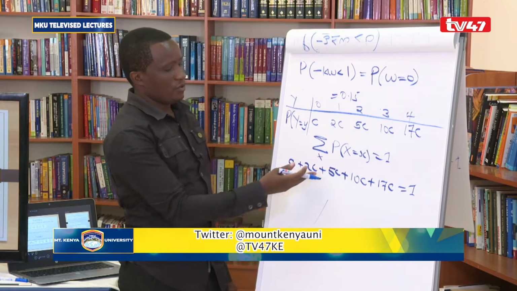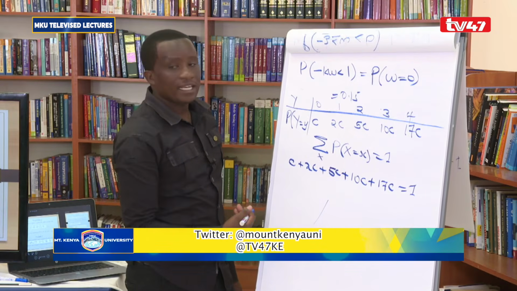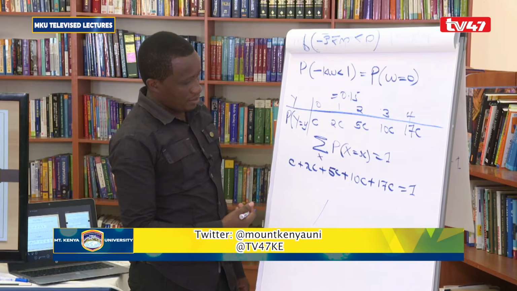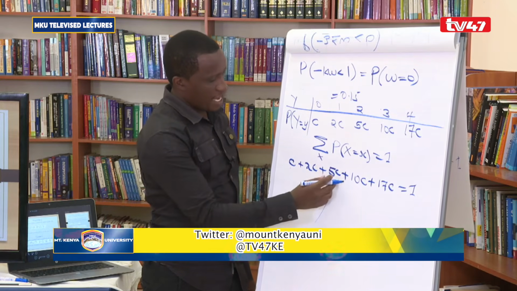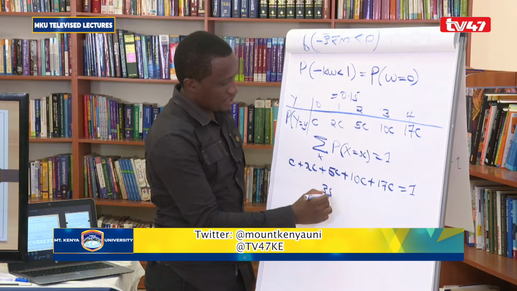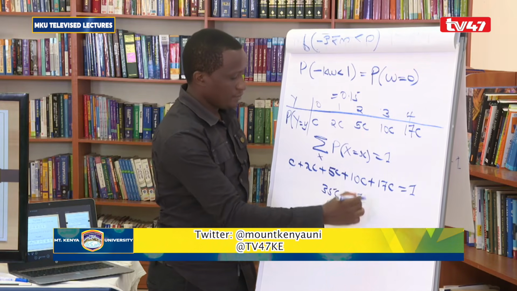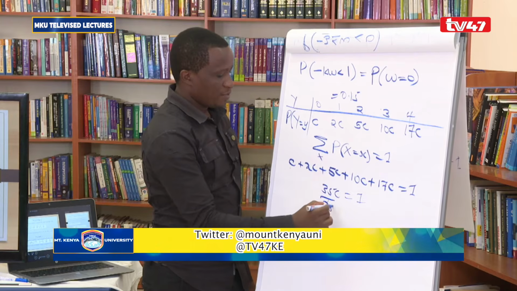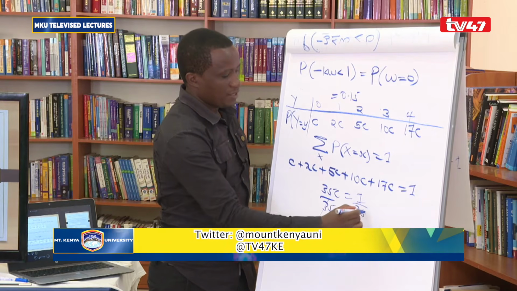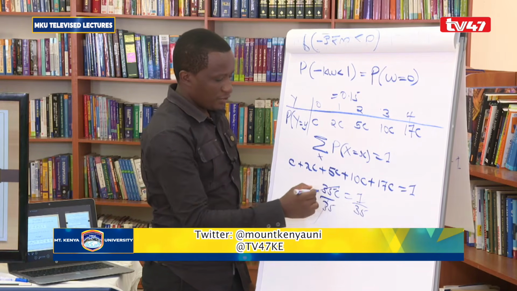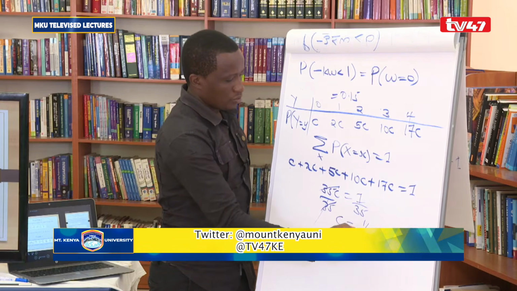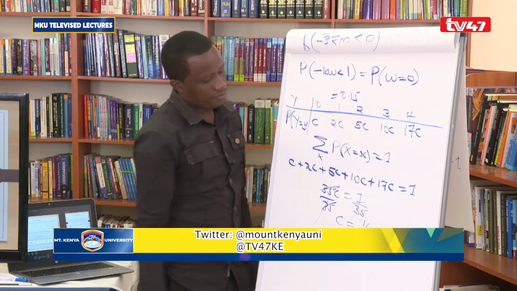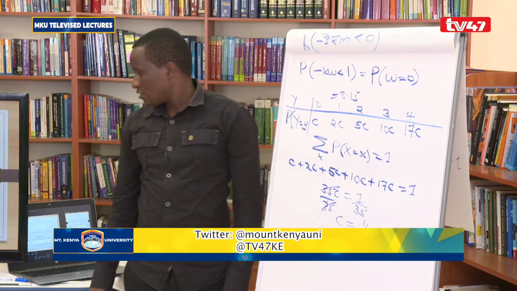Since we have only one unknown, we can get the value of C, because this is 3, 8, 18, 17, so this is 35. 35C is equal to 1. And therefore, if we divide both sides by 35, so that we remain with C, we have C is equal to 1 out of 35. So that is the value of the constant.